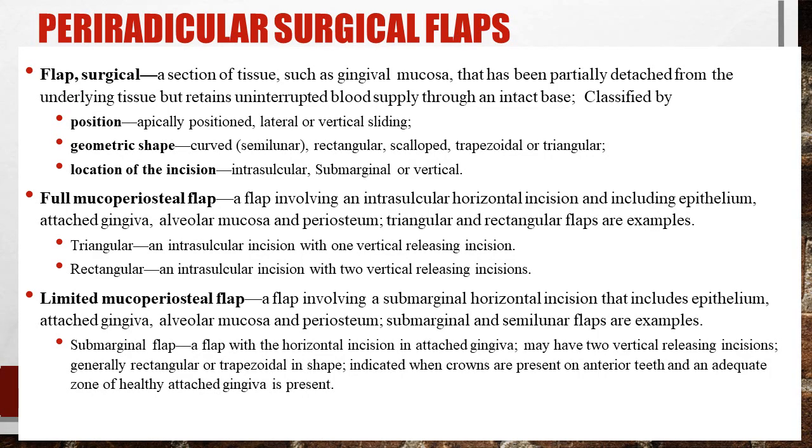Now coming to your flaps. In the conventional surgical methods, unlike the Apexum, you're going to have to give your periradicular flaps. So you need to know what a flap is, and the different kinds of flap surgeries which can be considered. A flap is a section of tissue such as your gingival mucosa, which is partially detached from the underlying tissue but retains the blood supply through an intact base.